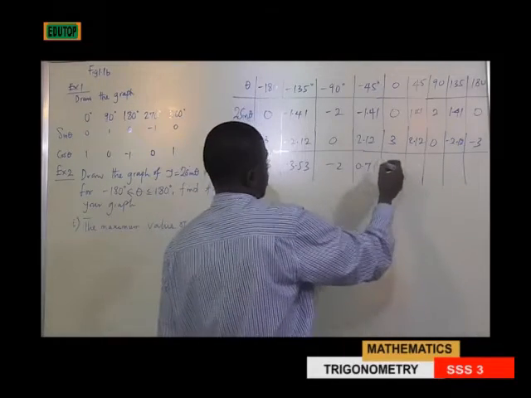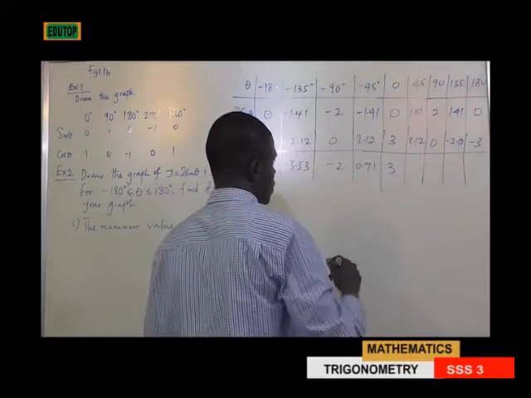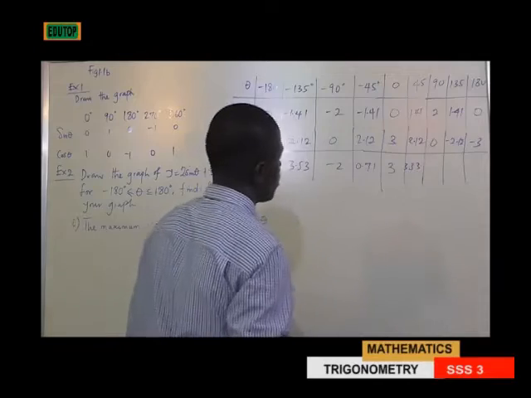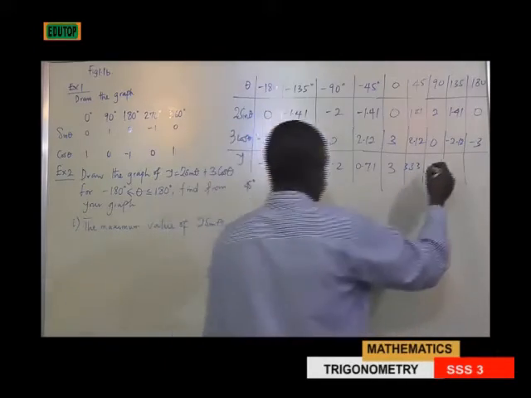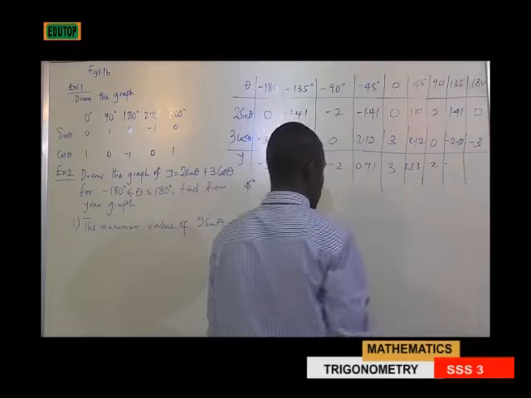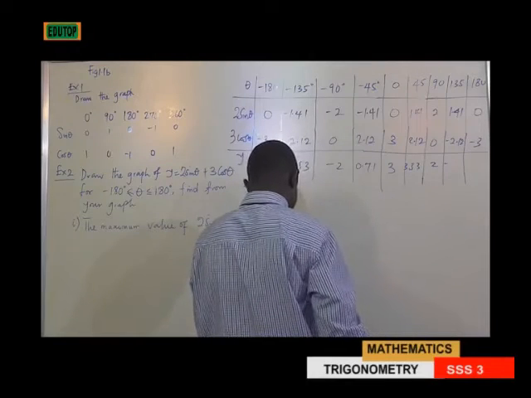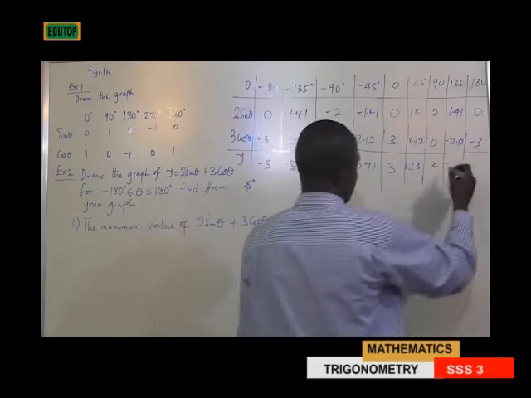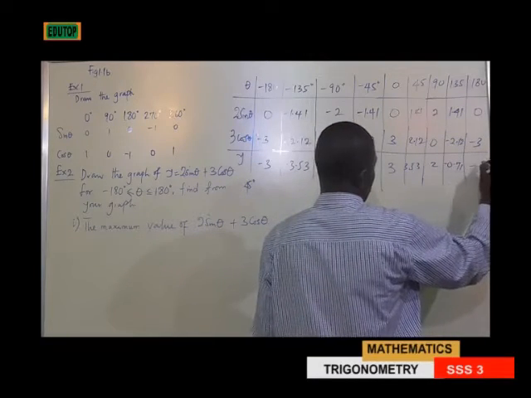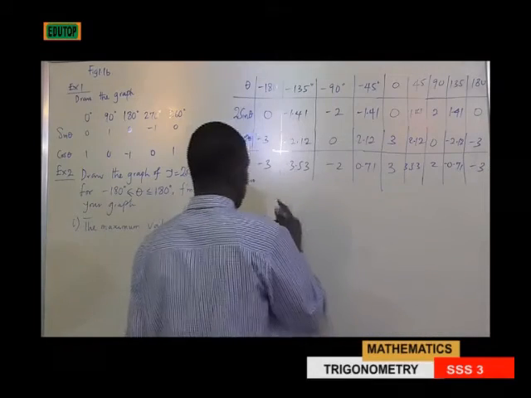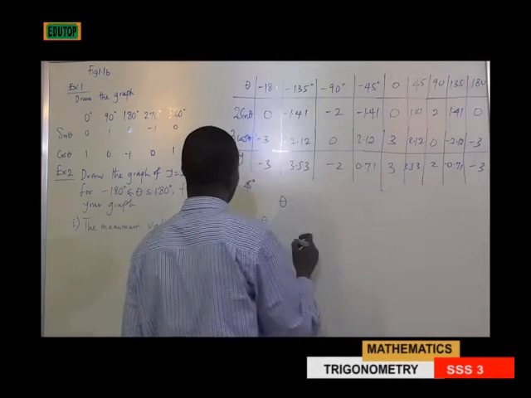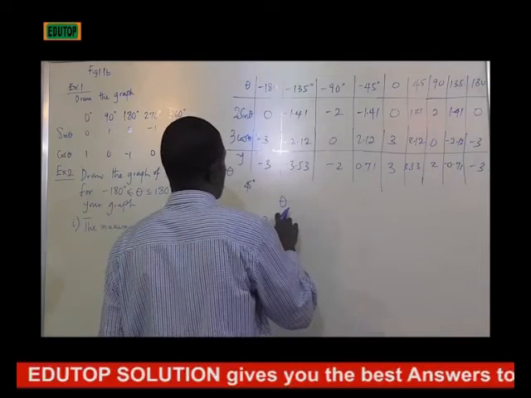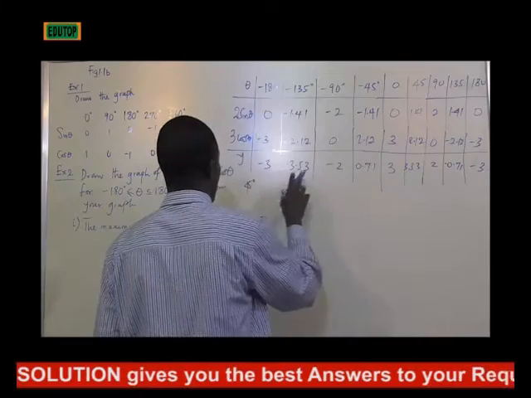And this one is 3. This is 3.53. This is 2. This is minus 0.71. This is minus 3. So our interest is to plot this against theta. So this is our y, overall y.